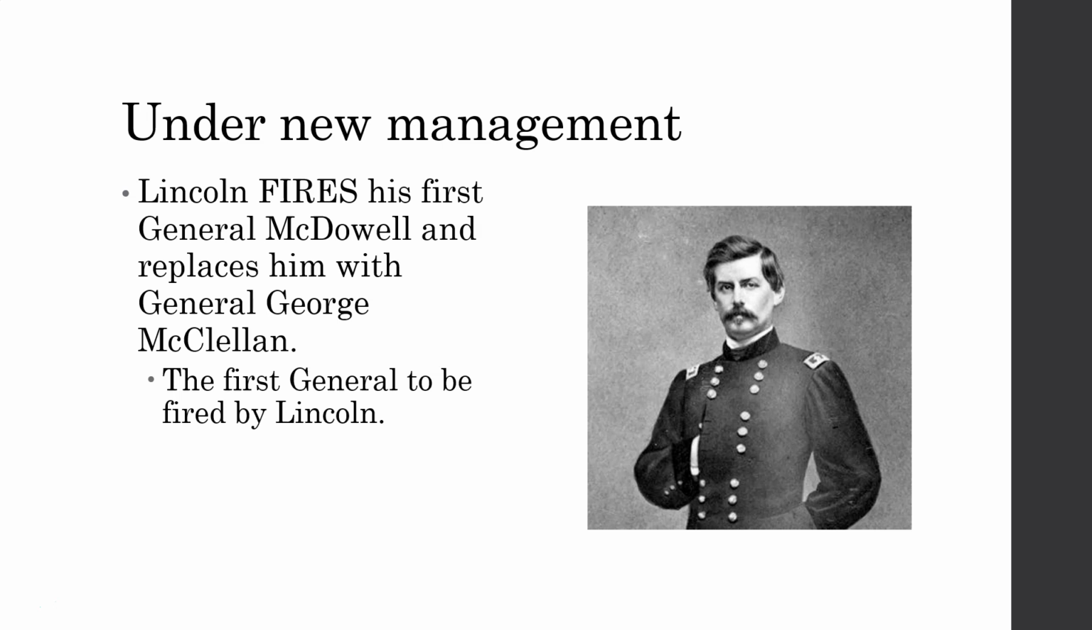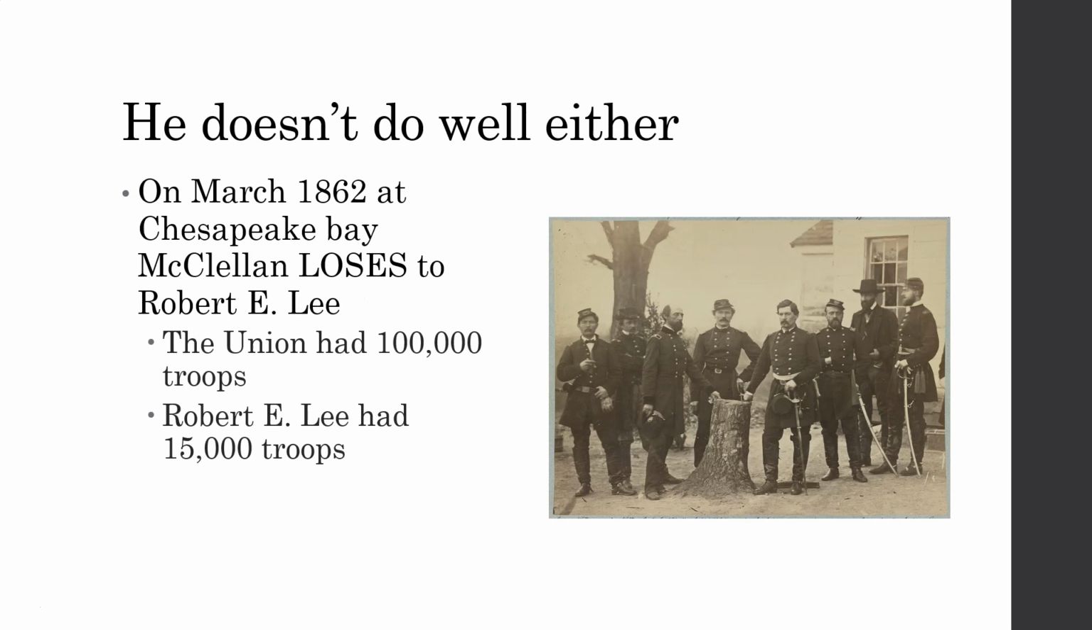This guy McClellan, how does he do? He doesn't do well either. In Chesapeake Bay in March 1862, he loses to Robert E. Lee. The Union had 100,000 troops. Robert E. Lee only had 15,000 troops. Does that sound like he did a pretty terrible job? Again, the North doesn't have the good generals, so Lincoln has to deal with what he has.